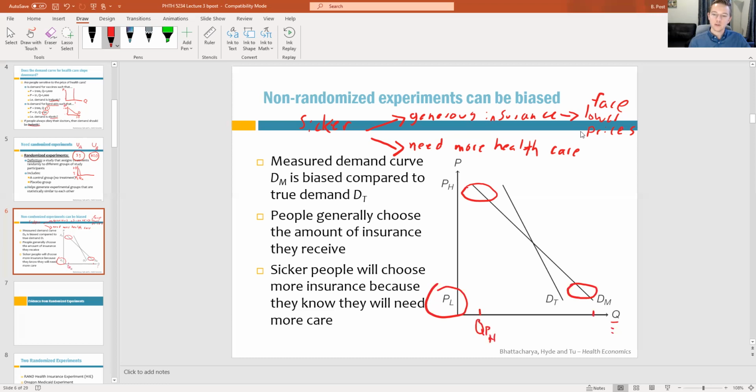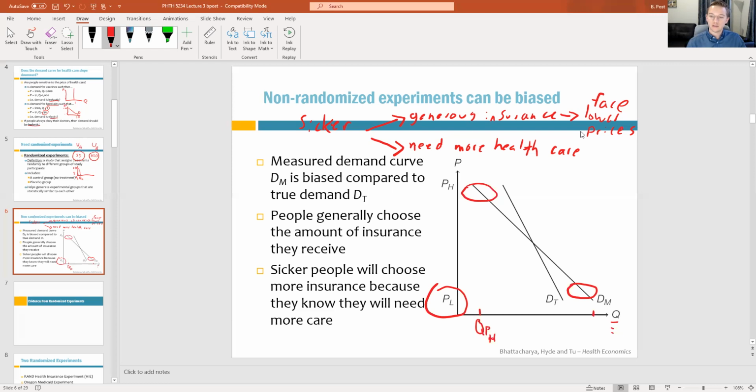So the issue, in other words, is that you've got not just a difference in prices, which is what we need to get the demand curve. We also have a difference in the people that we're looking at. So it's sort of like we're polling the people who are generally pretty healthy for the low price section of the demand curve, and then on the next section of the demand curve, we're polling people who are comparatively sicker and they would have needed more care no matter what.